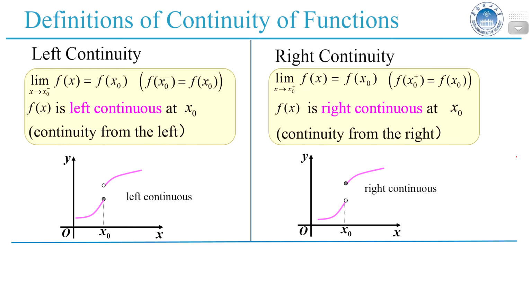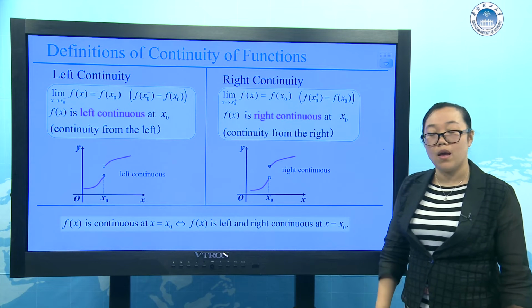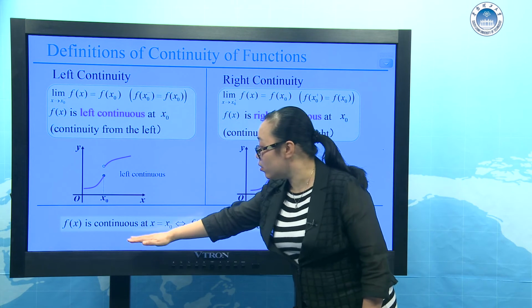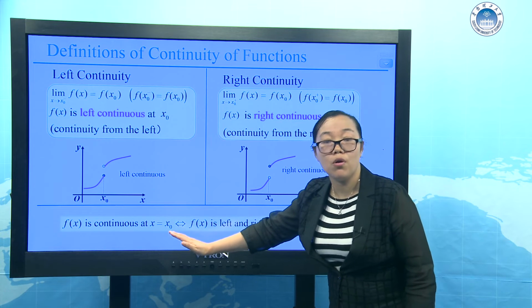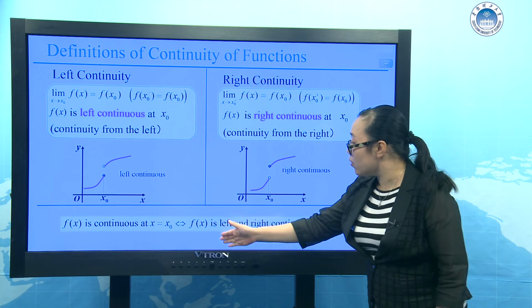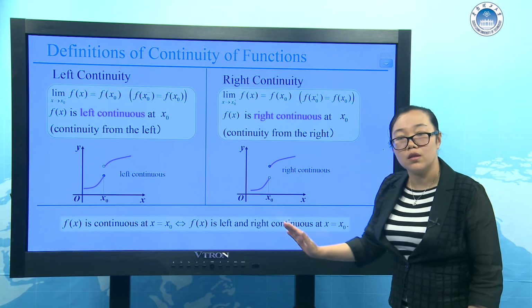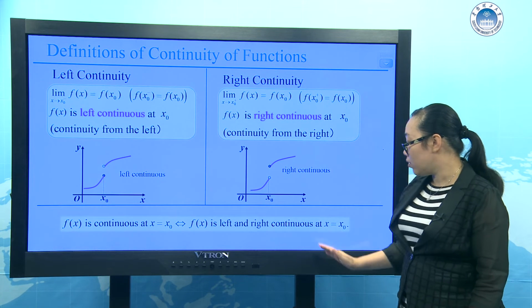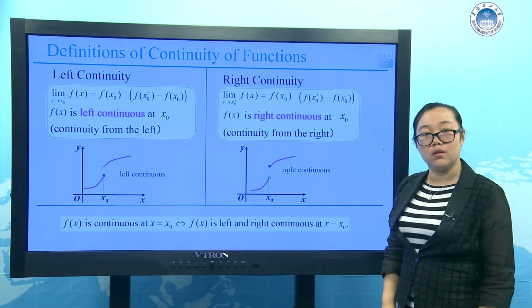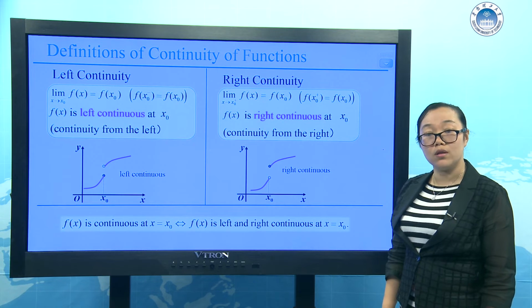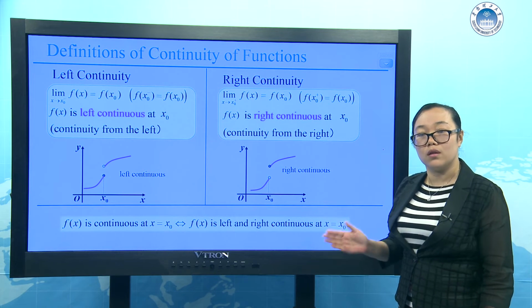Try to understand the two figures. f(x) is continuous at the given point x0 if and only if f(x) is both left continuous and right continuous at the same point. Continuous is equivalent to left and right continuous.